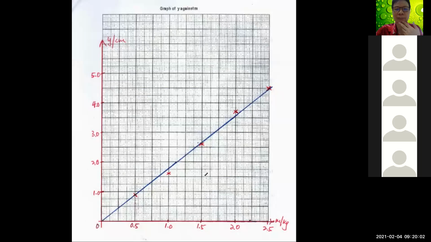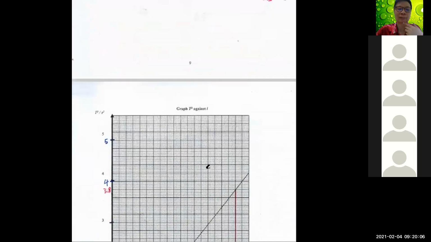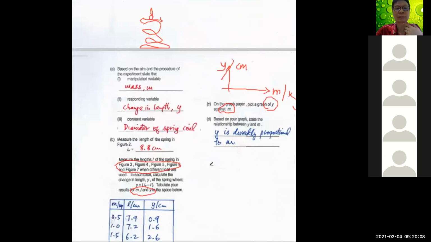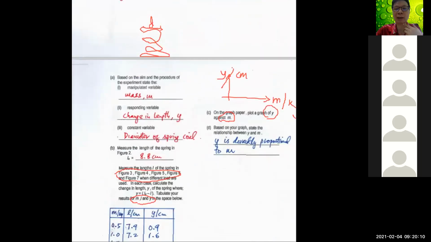Y is directly proportional to M. Yes, very good, correct. Okay, Y is directly proportional to M, because it's a straight line passing through the origin. So the only answer that can be accepted is directly proportional. But you have to say Y first, the Y-axis mentioned first. Y is directly proportional to M.